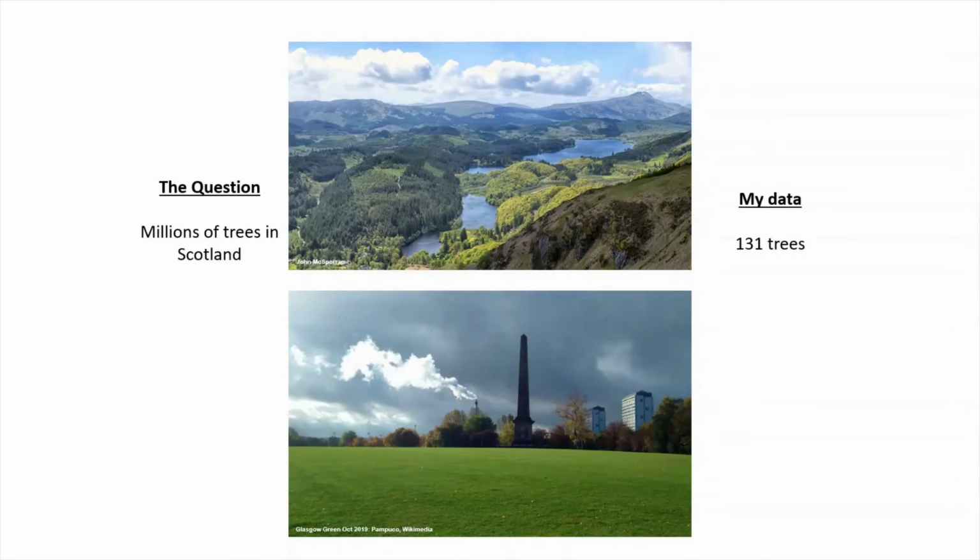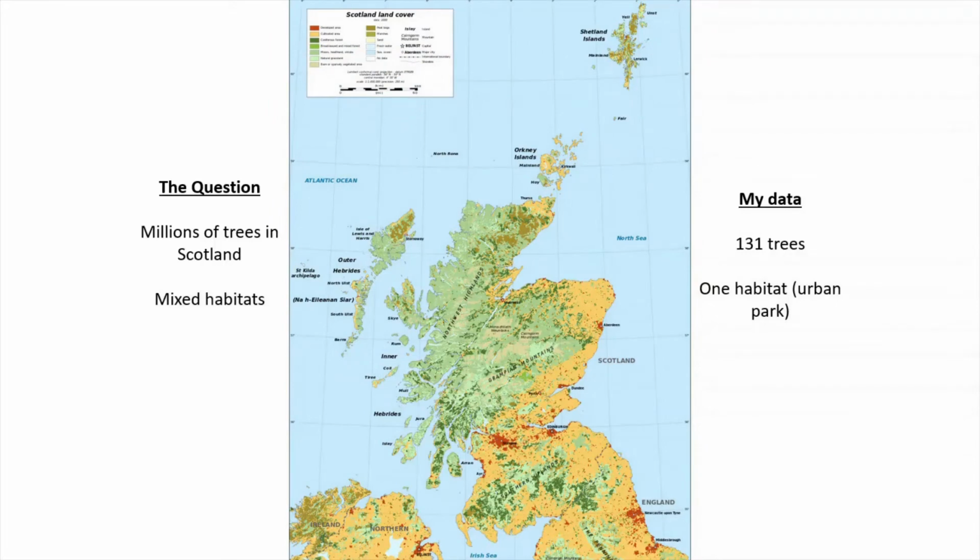We can start by comparing my data to the question I was trying to answer. Now there are millions of trees in Scotland, but my data only looked at 131 of them. For me to correctly answer a question about the whole of Scotland, I would need to count many, many more trees than I did. We would also have to take into consideration the habitats that we surveyed. My survey only took into account one habitat, an urban park. To make my data representative, I would have to collect data from a mix of different habitats around Scotland, from coasts to rivers to mountains to natural woodland, to make sure it represented all of the tree cover around Scotland.